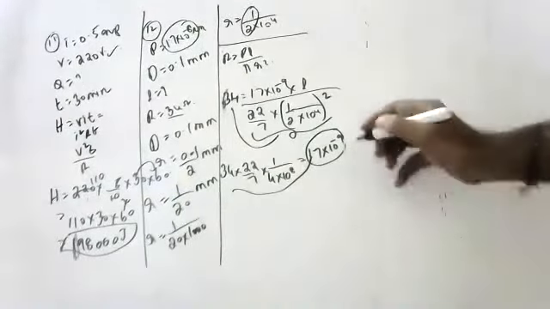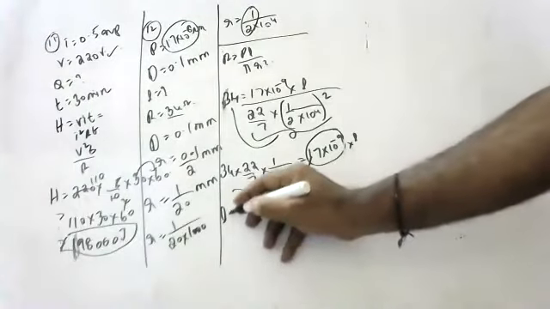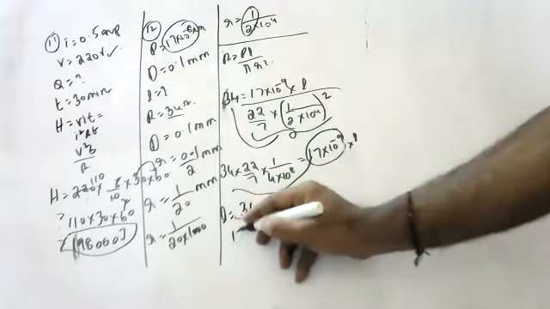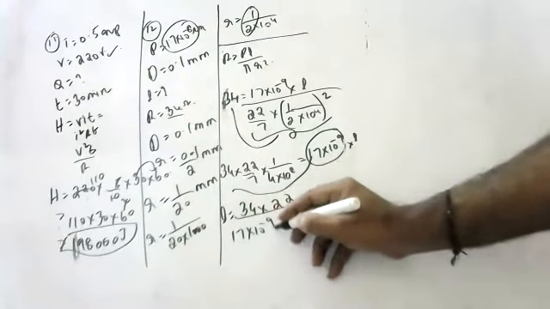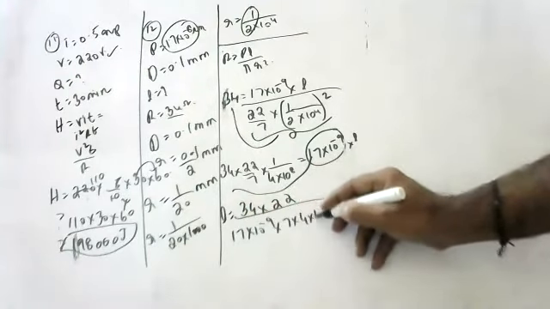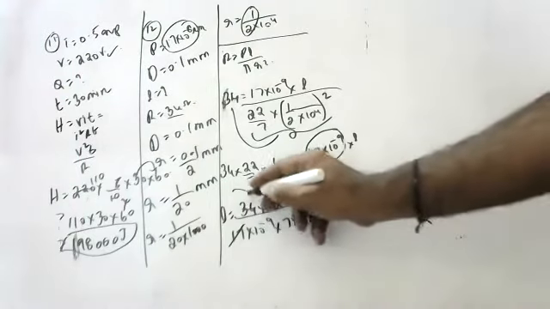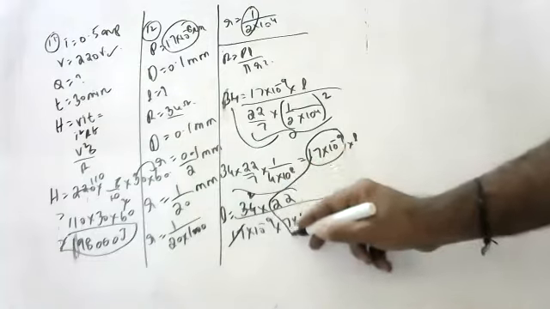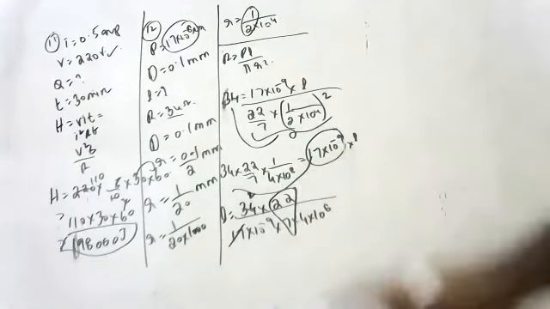If it goes down, what happens? L equals 34 into 22 by 17 into 10 to the power of 9 into 4 into 10 to the power of 8. 17 twos are 34. 2 ones are 2, 2 twos are 4. 22 by 7, what can we write down?